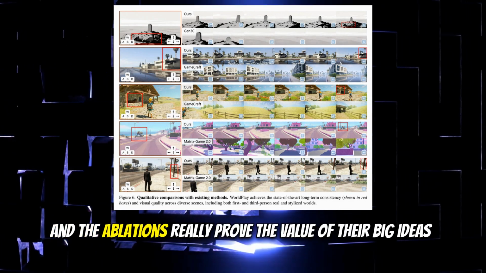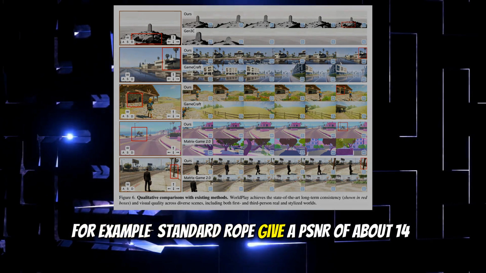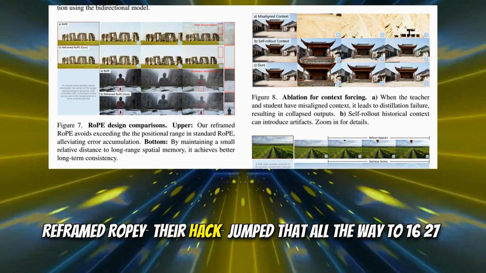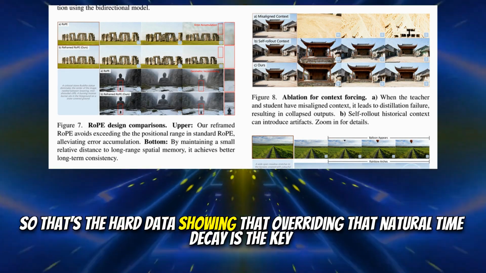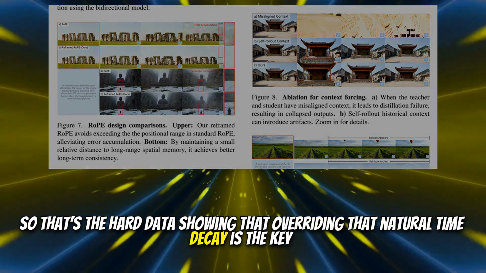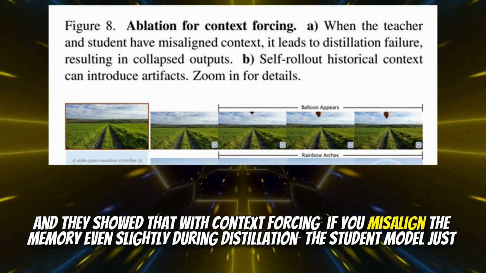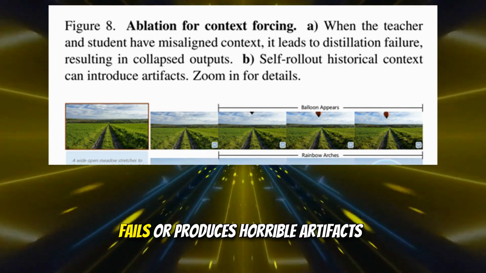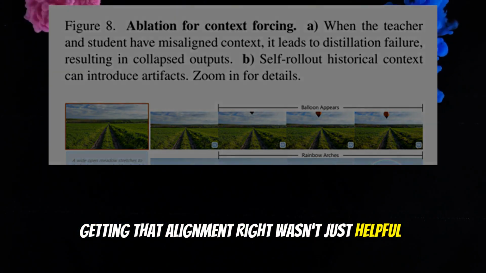And the ablations really prove the value of their big ideas. For example, standard RoPE gave a PSNR of about 14. Reframed RoPE, their hack, jumped that all the way to 16.27. So that's the hard data showing that overriding that natural time decay is the key. Absolutely. And they showed that with context forcing, if you misalign the memory even slightly during distillation, the student model just fails or produces horrible artifacts. Getting that alignment right wasn't just helpful, it was mandatory.